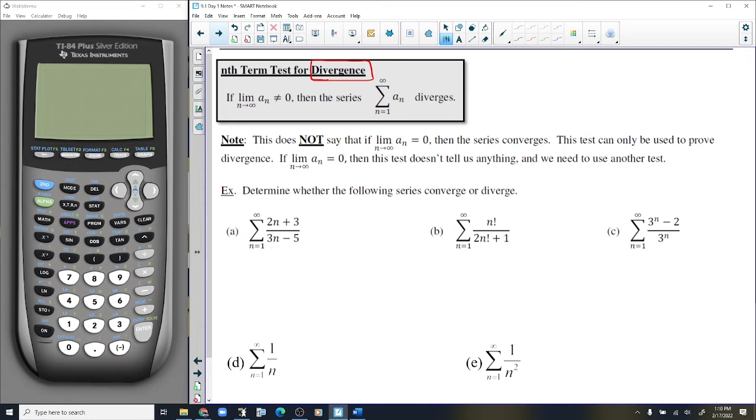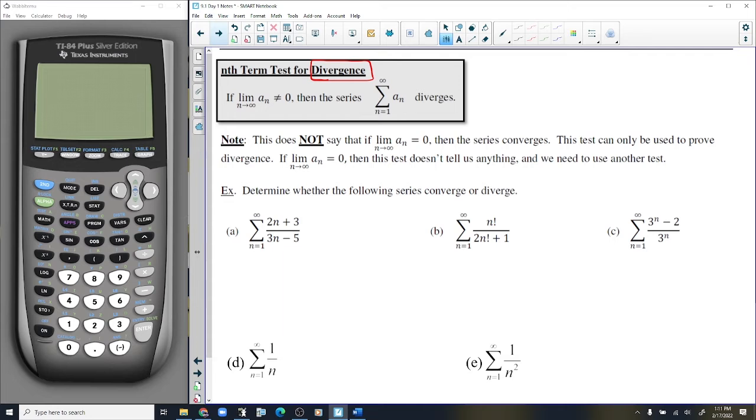Note, this does not say that if the limit as n approaches infinity of a sub n equals 0, then the series converges. This is not a convergence test, only a divergence test. This test can only be used to prove divergence. If the limit as n approaches infinity of a sub n equals 0, then this test doesn't tell us anything, and we need to use something else.